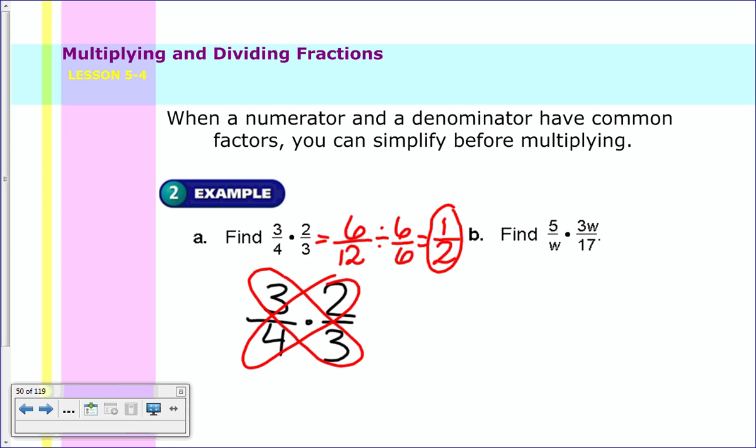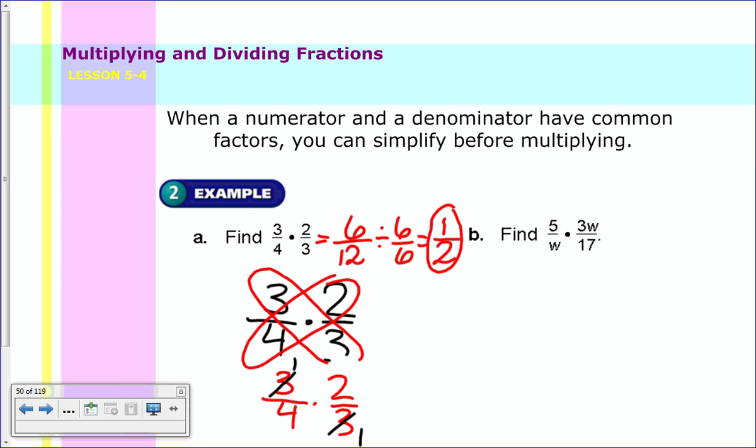All right, and you see, are there factors they have in common? So for example, I'm just going to rewrite it down here so I can solve it. 3/4 times 2/3. Well, I look at the 3's that are across from each other. They both have 3's in common, so those turn into 1's.